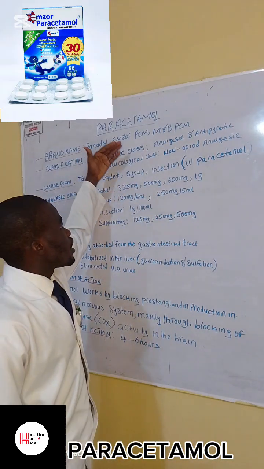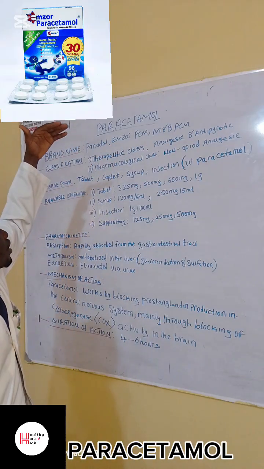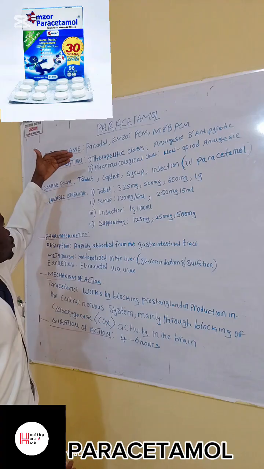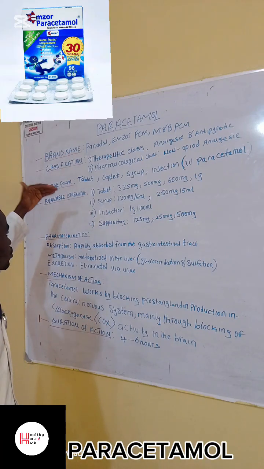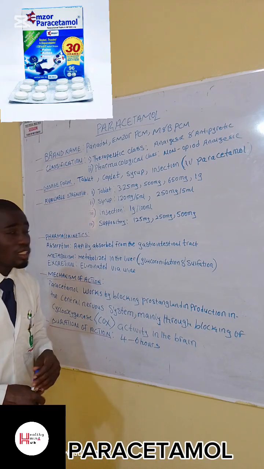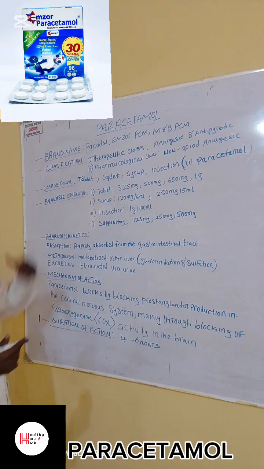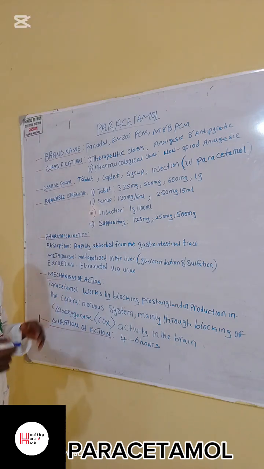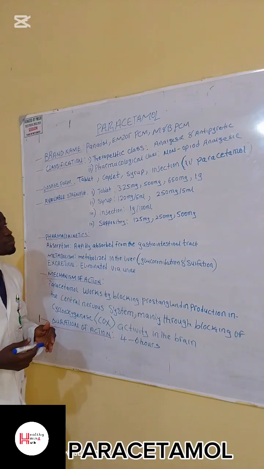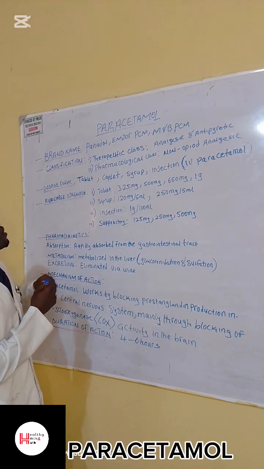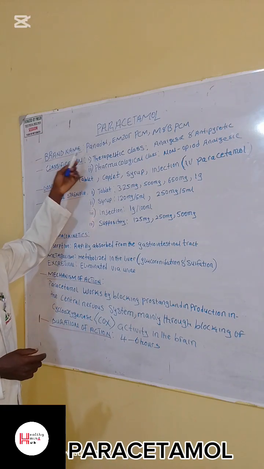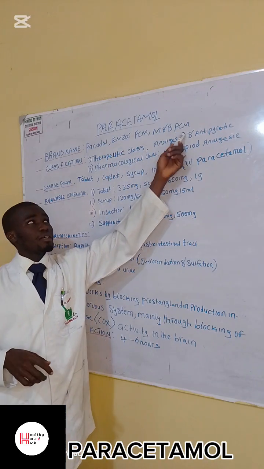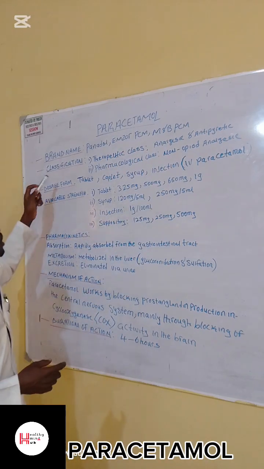Today we are going to be analyzing paracetamol: how it's used, the brand name, the classification, dosage form, and available strength. We know that paracetamol is the most commonly used and one of the safest painkillers. Some of the most common brand names are Panadol, Enzo paracetamol, and M&B paracetamol.